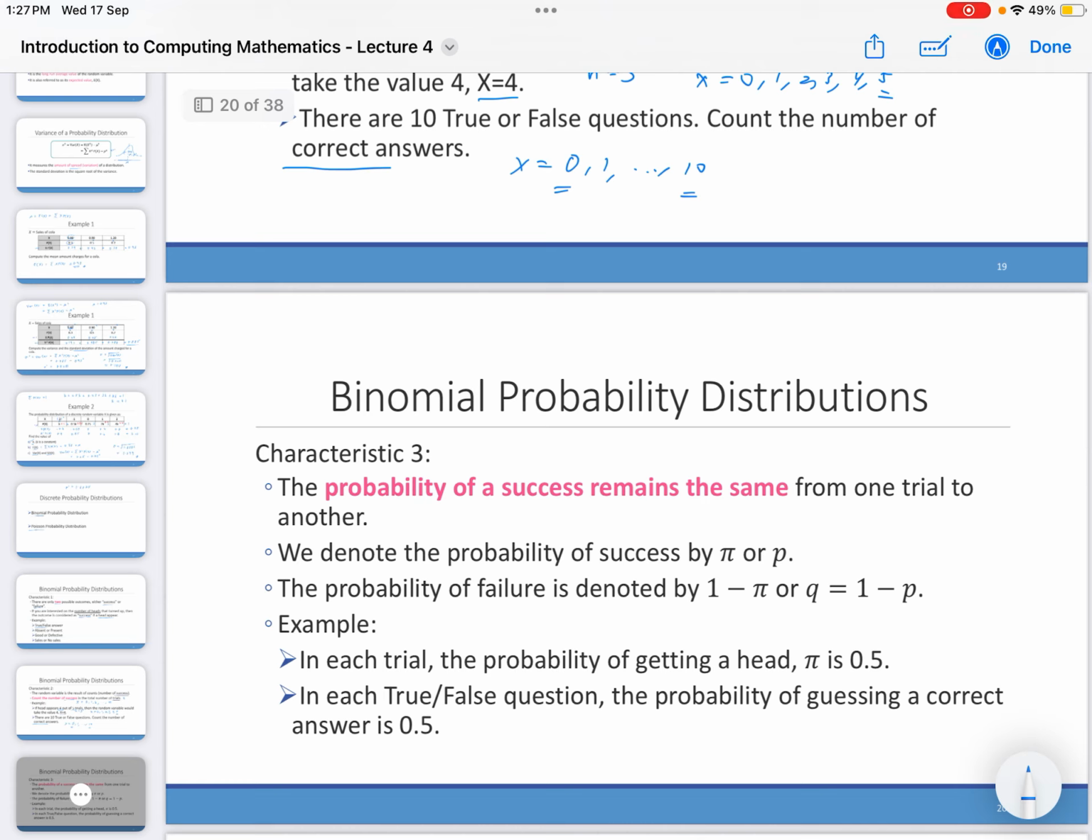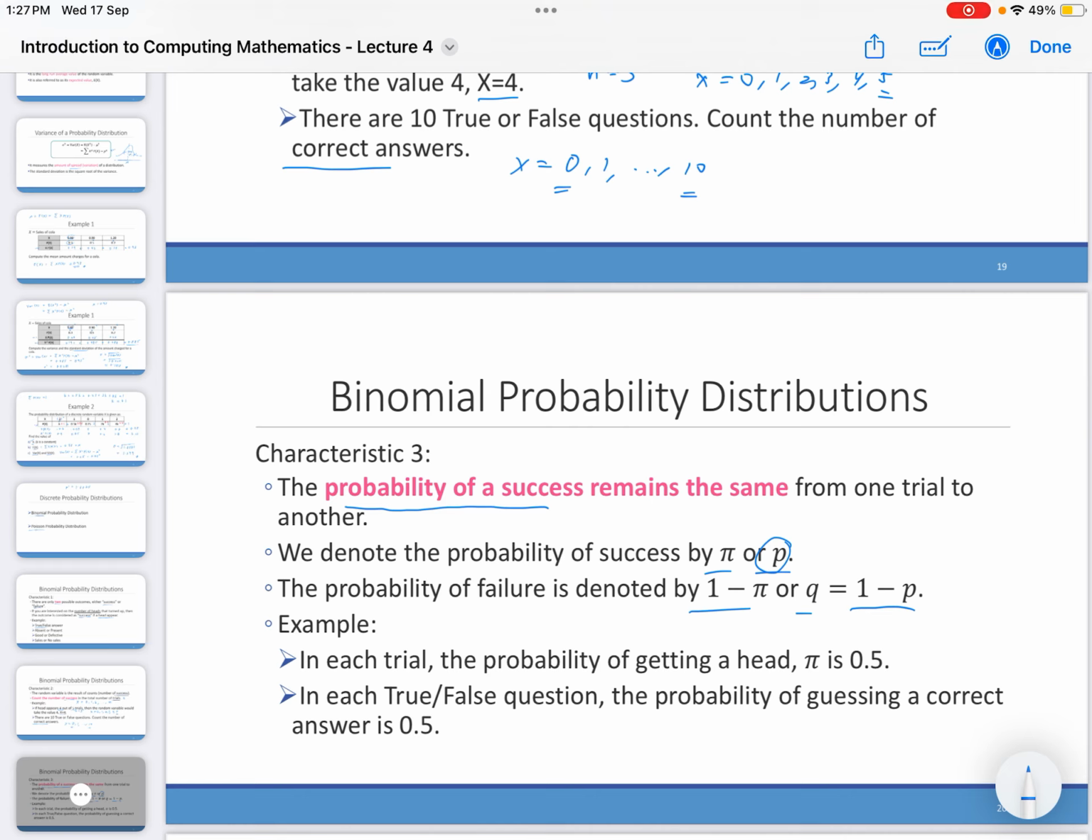Okay, characteristic number 3 is the probability of a success remains the same from one trial to another. So this one is the same. We denote the probability of success by pi. We use the symbol pi or p. Normally I use p for probability of success. And then the probability of failure is denoted as 1 minus pi, or we can say q equals 1 minus p. Since for binomial it's only either success or failure, if the probability of success is p, the probability of failure will be 1 minus p.